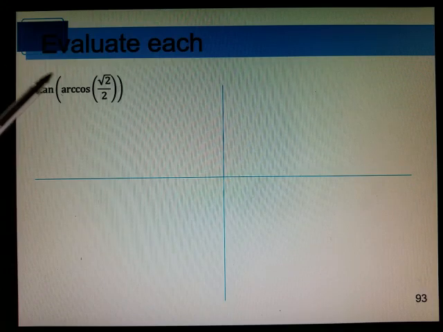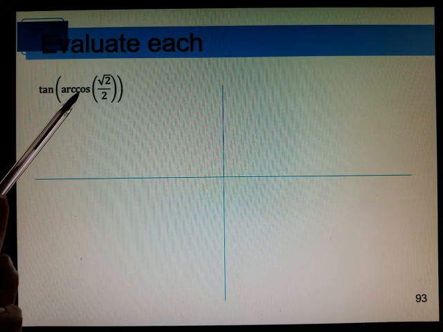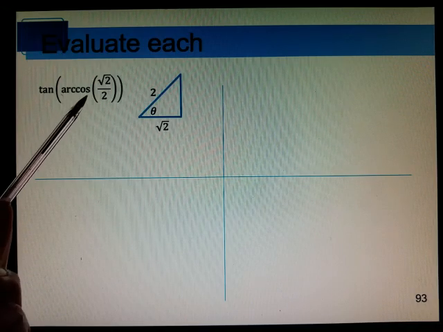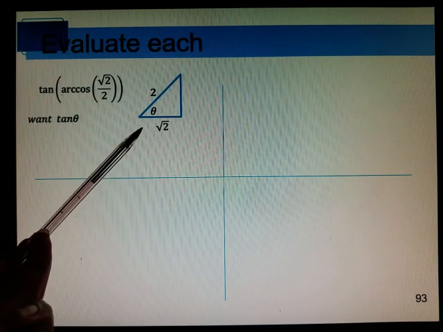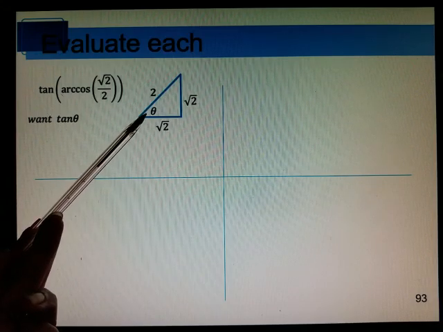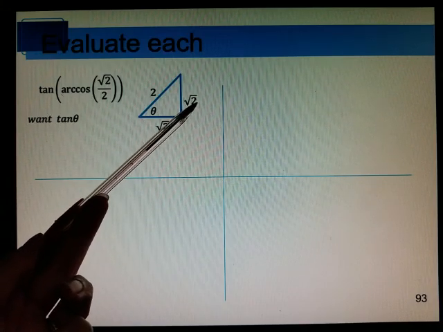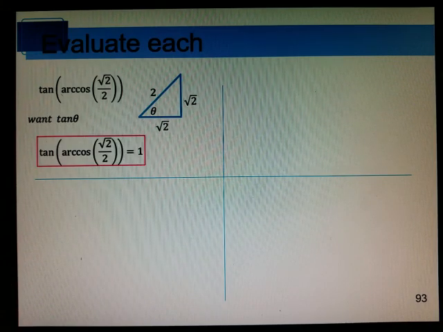I want the tangent of the arc cosine of radical 2 over 2. So this is telling me the cosine of some angle is radical 2 over 2. So cosine is adjacent over hypotenuse. Do your Pythagorean theorem. So I want the tangent at that angle. I had to figure out this side. The tangent would be radical 2 over 2, which would be 1.